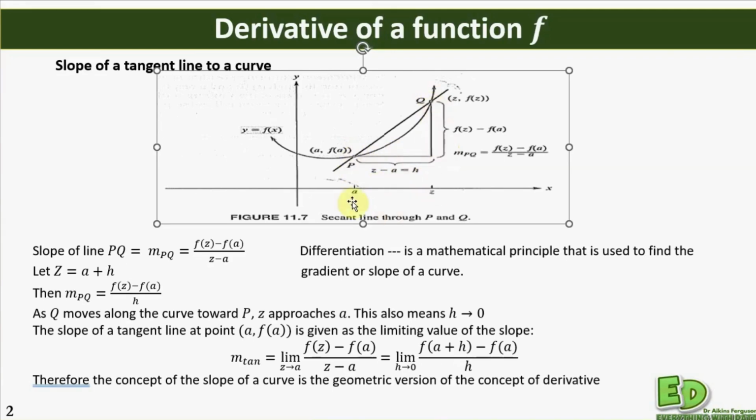So we have coordinates for this distance as A and Z, isn't it? So from A to Z is what we call H, or from Z to A is what we call H. H is our horizontal distance, the distance between the 2 points, right? So we can go ahead and find the slope of a tangent line to a curve.